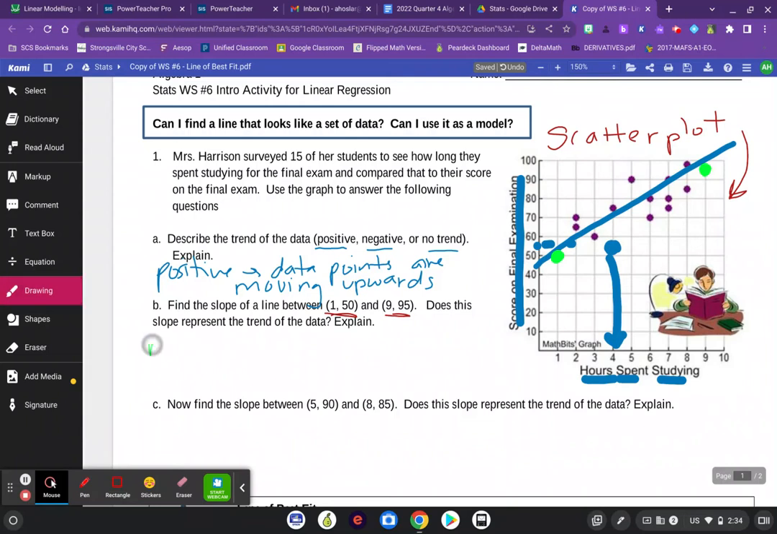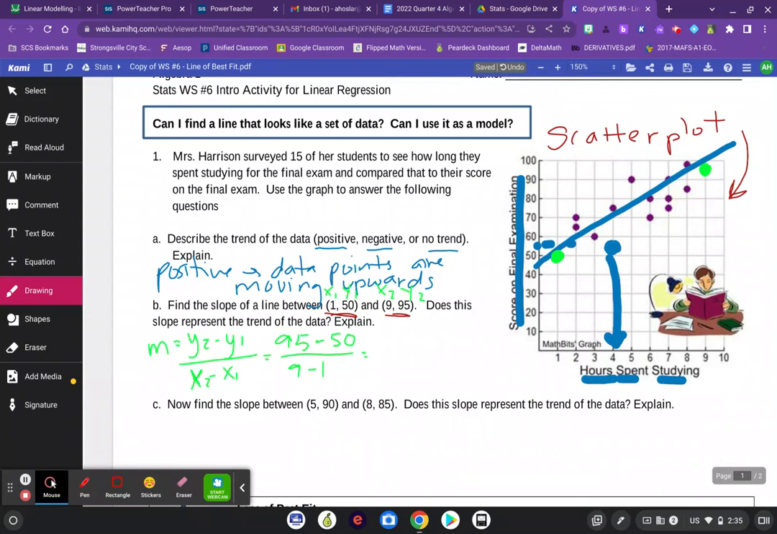So remember the slope formula is m, for slope, equals y2 minus y1 divided by x2 minus x1. And you can always label these, remember, x1 is the x-coordinate of the first point, y1 is the y-coordinate of the first point, x2 is the x-coordinate of the second point, and y2 is the y-coordinate of the second point. So if I were to put that information into my slope formula, I would have 95 minus 50 divided by 9 minus 1.